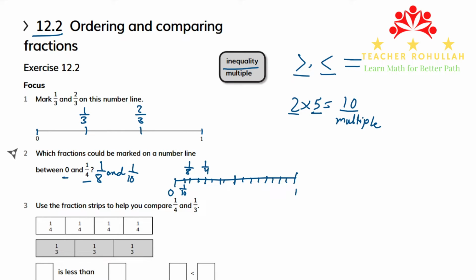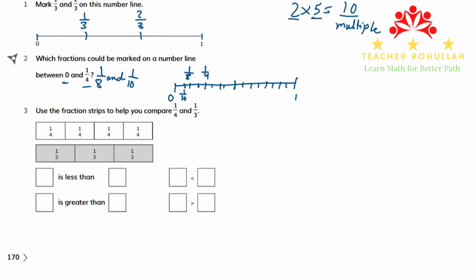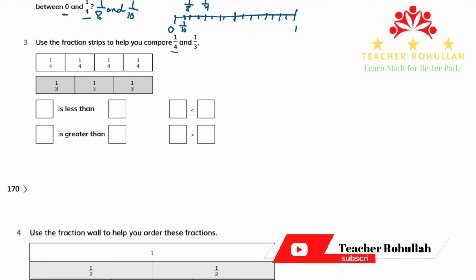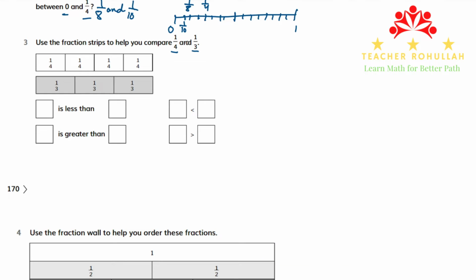Well, let's scroll down to move to question 3. In question 3 it says, use the fraction strips to help you compare 1/4 and 1/3. So we have two same-sized strips. One is cut into 4 equal parts and the other one is cut into 3 equal parts. So this one is showing 1/4, and this one is showing 1/3.